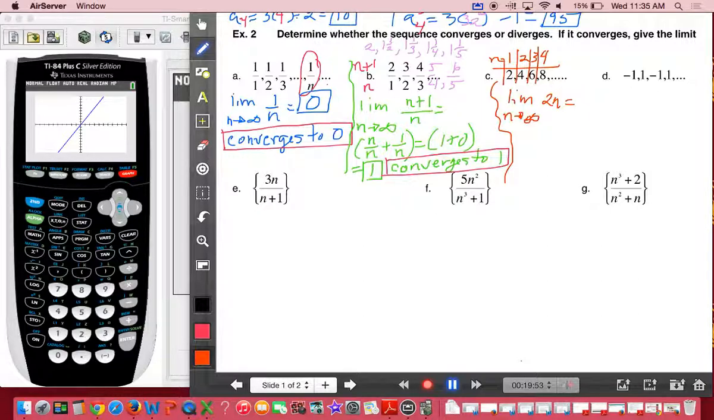So we have a limit of infinity. It doesn't actually approach a number. So it's not a finite limit. So does this converge or diverge? Yeah, so it diverges. And it does not diverge to a number. It just diverges.